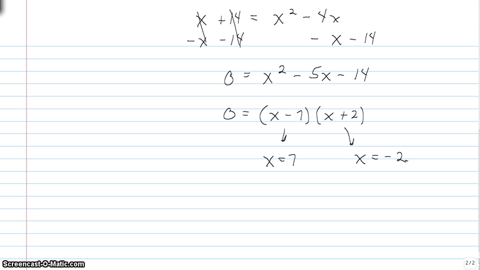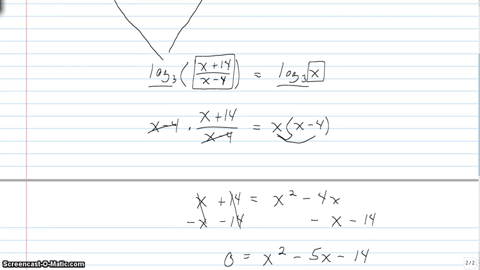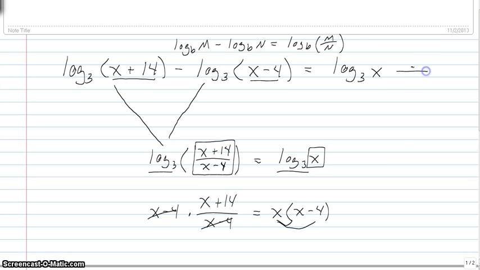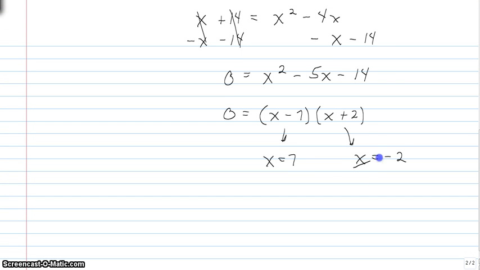And then we do need to make sure that neither of these will end up giving us a negative inside of one of our original logarithms. So if we go back to the original equation, we can see here that in this term, if x is equal to negative 2, that's going to give us the logarithm of a negative number. We can't take the log of a negative number, and so because of that, this answer is not going to work for us, so we end up with just the one solution, x equal to 7.